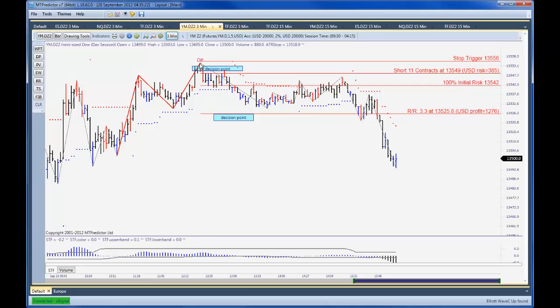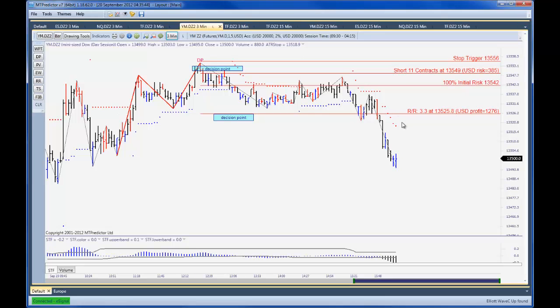So there you were, short from pretty much the high of the day. In fact, that bar there where the signal came in was the very high of the day, so a great position to be short from. Market comes down into the first target. If we now look at the STF, you can see back here the STF was strong, therefore when it hits the first target, which it did here, we swap to the ATR stop.